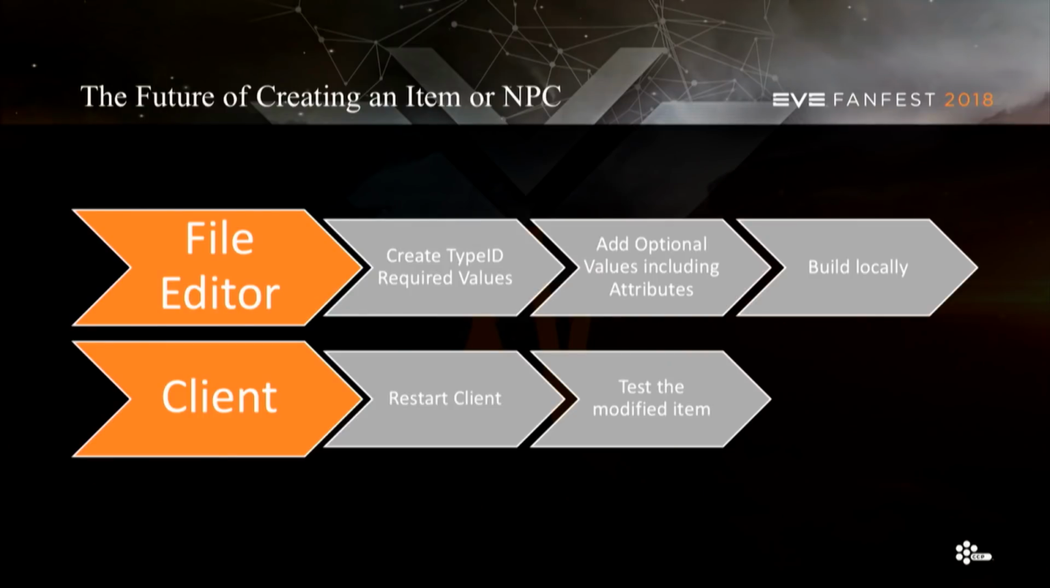So let's speculate. What would that look like for types? It would look like this. We'd cut out the entirety of the server editor. You create the type, you add additional optional values, including attributes. Attributes would be brought over. You know, how much damage does this module do? That kind of stuff. Sure, bring it into the file editor.